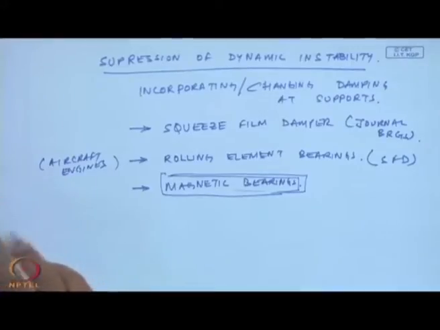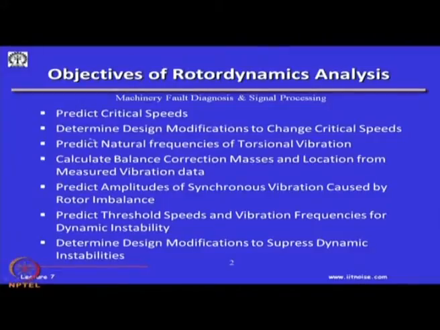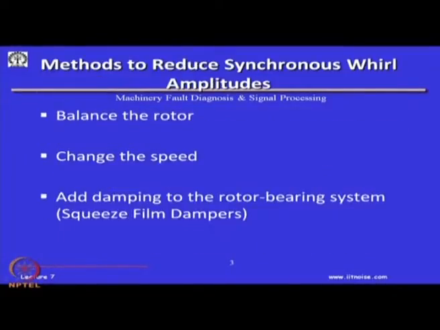So, to summarize, the objectives of rotordynamic analysis, as I have listed here, are: predict the critical speeds, determine the design modifications to change the critical speeds, predict natural frequencies of torsional vibration, calculate the balance correction masses and location from measured vibration data, predict amplitudes of synchronous vibration caused by rotor imbalance, predict threshold speeds and vibration frequencies for dynamic instability, and determine design modifications to suppress dynamic instabilities.